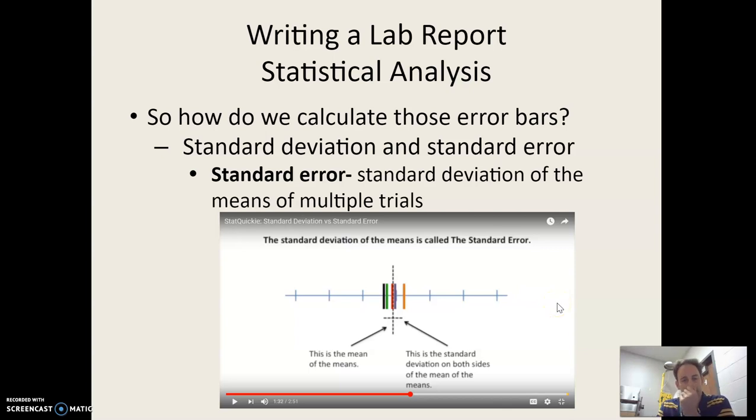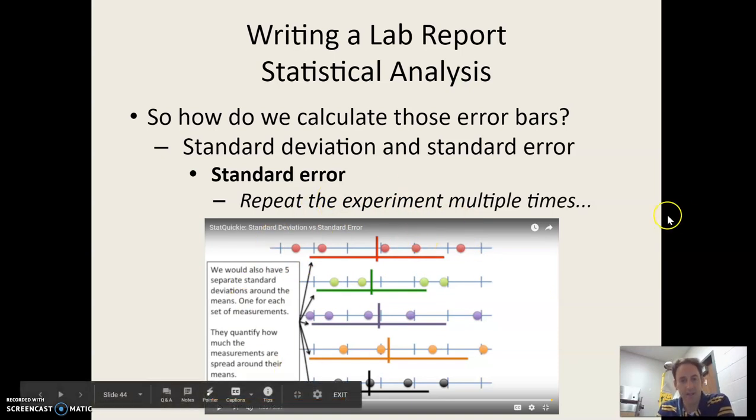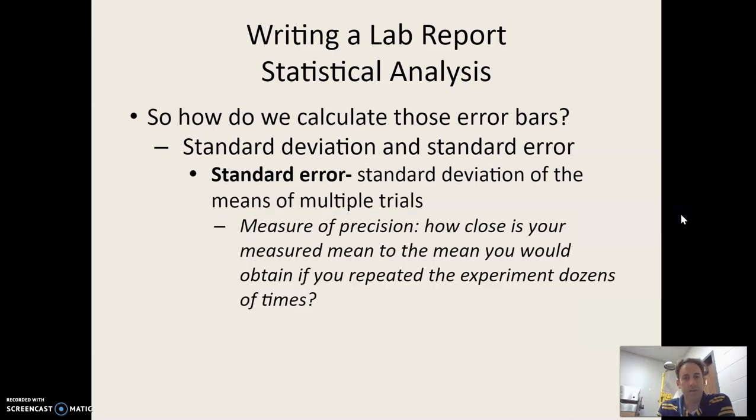And what's weird is even if you only do one trial, so even if you only did that red trial, you can still actually calculate the standard error mathematically. And that's kind of weird. The standard error is really important because it's a measure of precision. It tells you how close your measured mean is to the mean you would obtain if you repeated this experiment dozens of times.